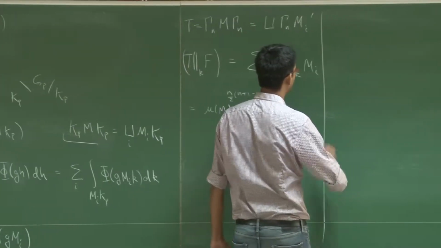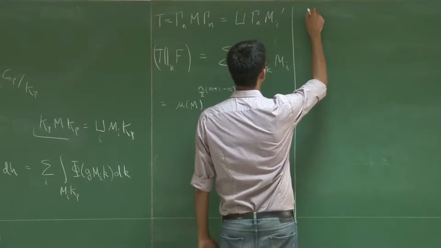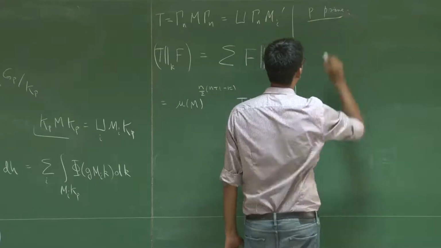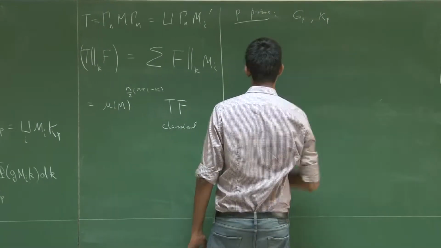So now for the next maybe few minutes, I'm going to restrict to p a prime, and I'm going to look at my, again, G_p and my K_p.